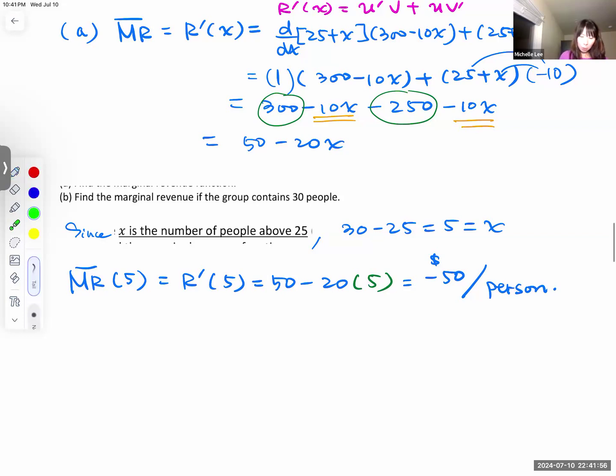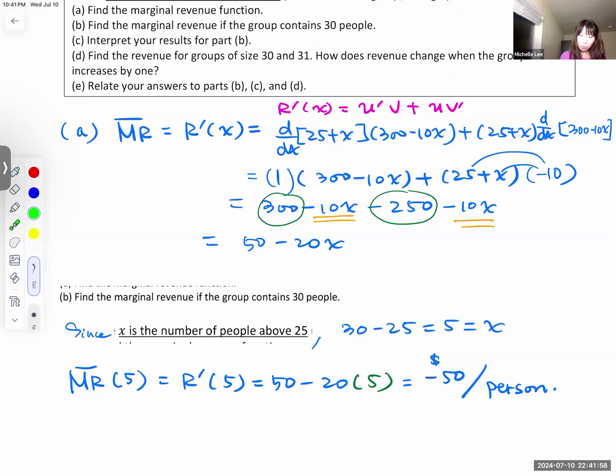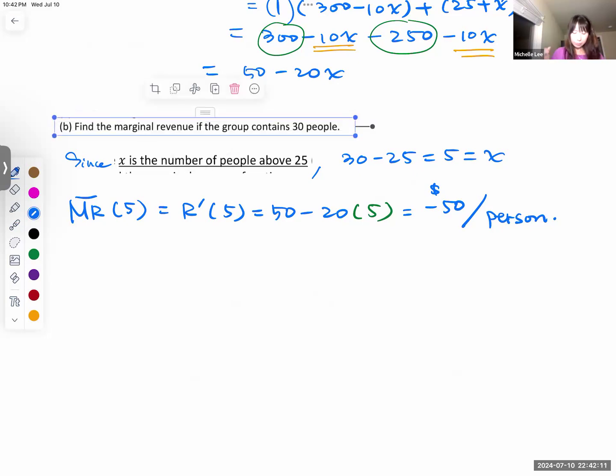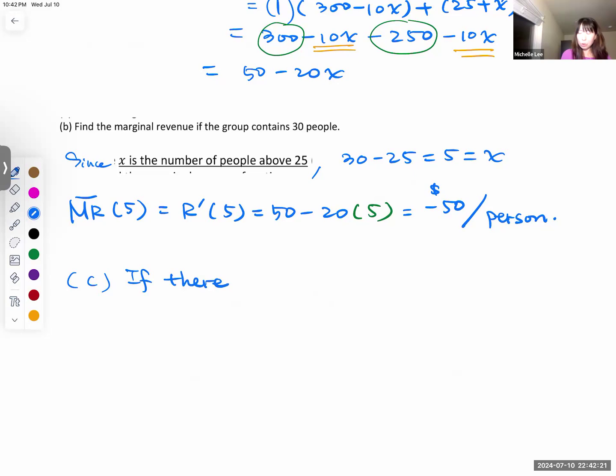Okay, now part C, interpret your result for part B. So we have a negative. That means, see, if there are 30 people in the tour group, they lose money, right?